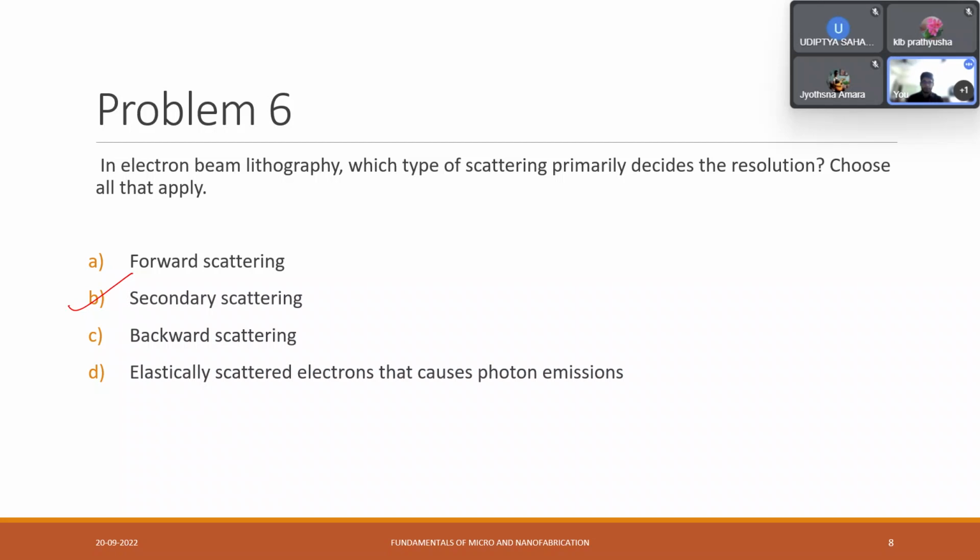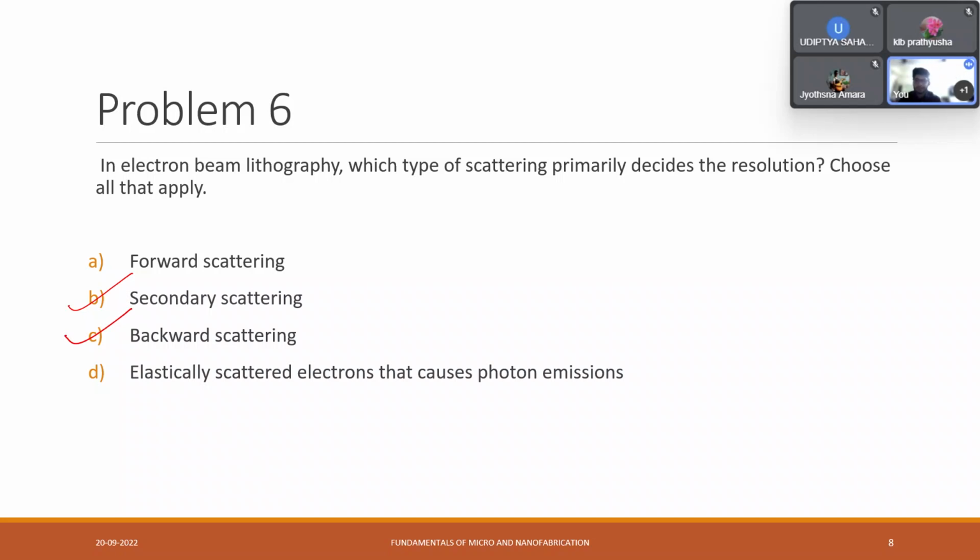And backward scattering happens at a much higher angle, so the electron will hit the atoms and go back. It also has a higher energy, and it can spread at very high angles, so it also plays a role in the resolution. It also determines the resolution of electron beam lithography. So B and C are the correct ones which can decide your resolution.